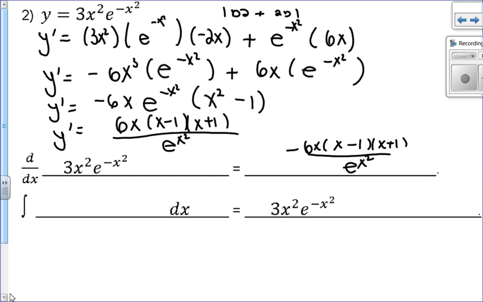Because integrals or antiderivatives are the reverse process of derivatives, I would know that the integral of negative 6x, x minus 1, x plus 1 over e to the x squared dx would equal 3x squared e to the negative x squared plus my constant of integration, plus c.